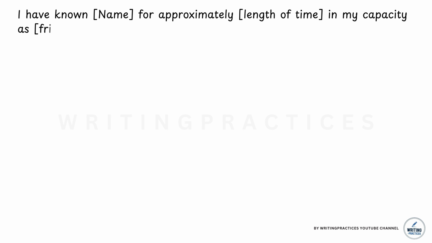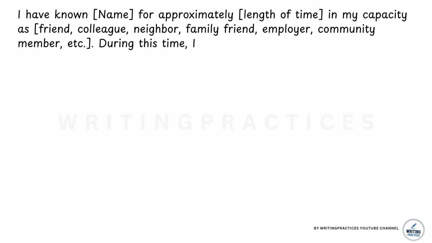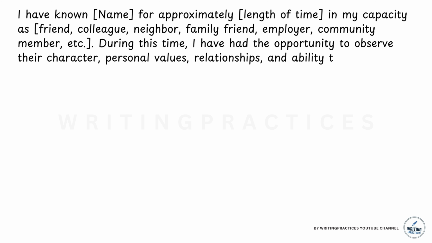Relationship and length of acquaintance. This section explains how you know the applicant and why your opinion is credible. For example, I have known Daniel and Melissa Carter for approximately 8 years in my capacity as a close family friend and community volunteer colleague. This gives important background about your relationship. Be specific about how long you have known them and in what context.